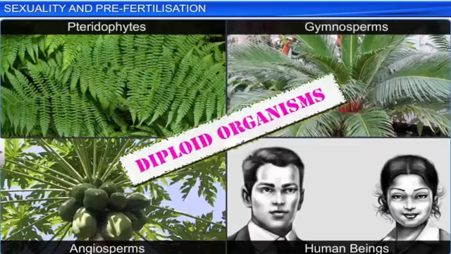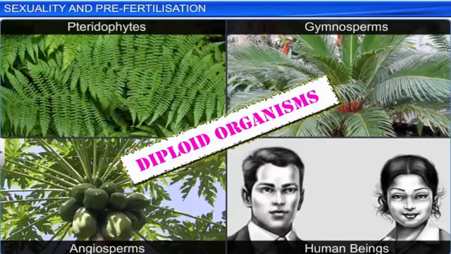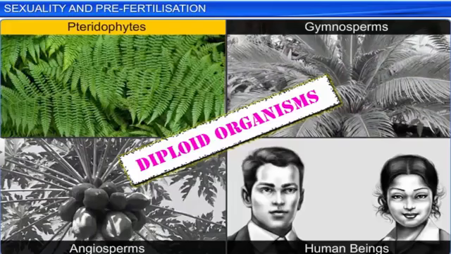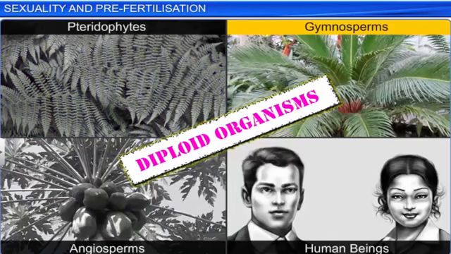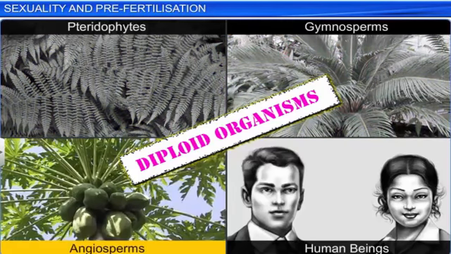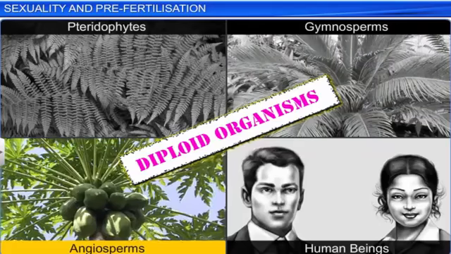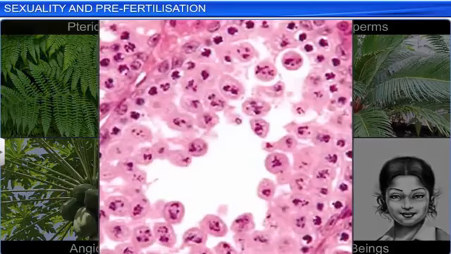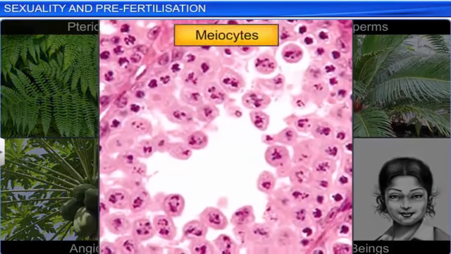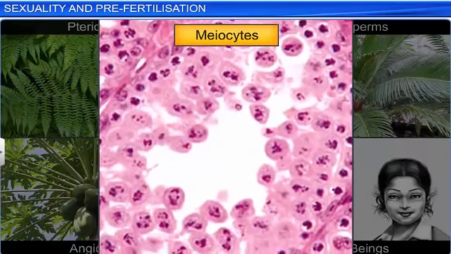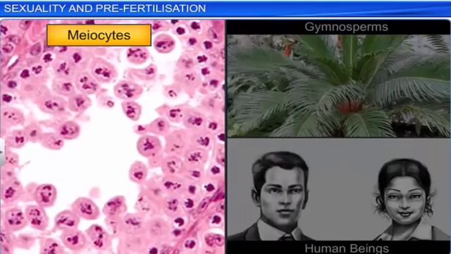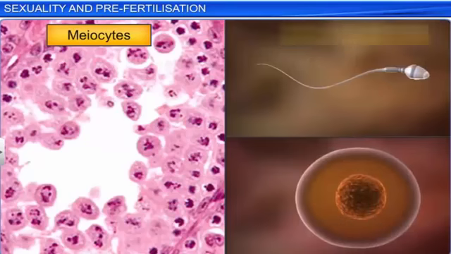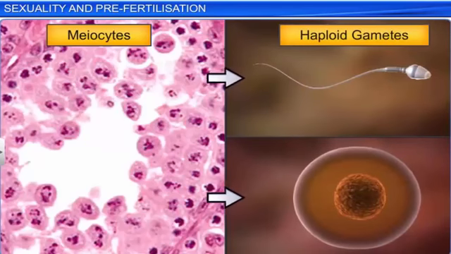However, diploid organisms such as pteridophytes, gymnosperms, angiosperms, as well as most animals, including human beings, possess specialized gamete mother cells called meiocytes that undergo meiosis or reduction division, forming haploid gametes.